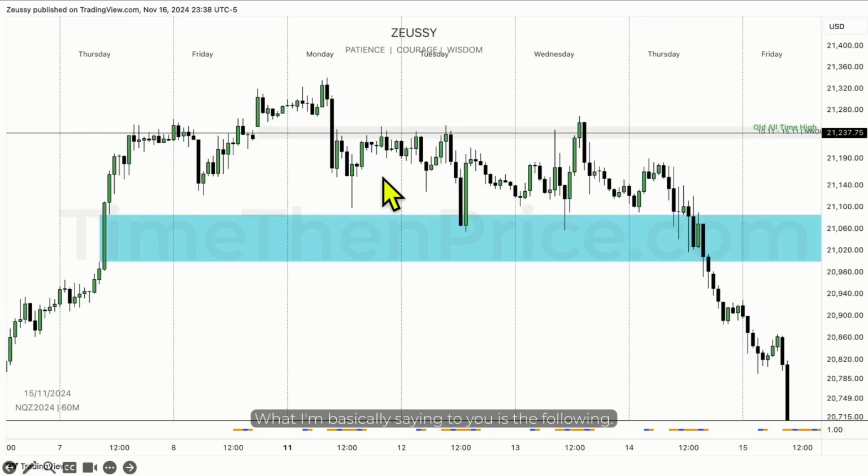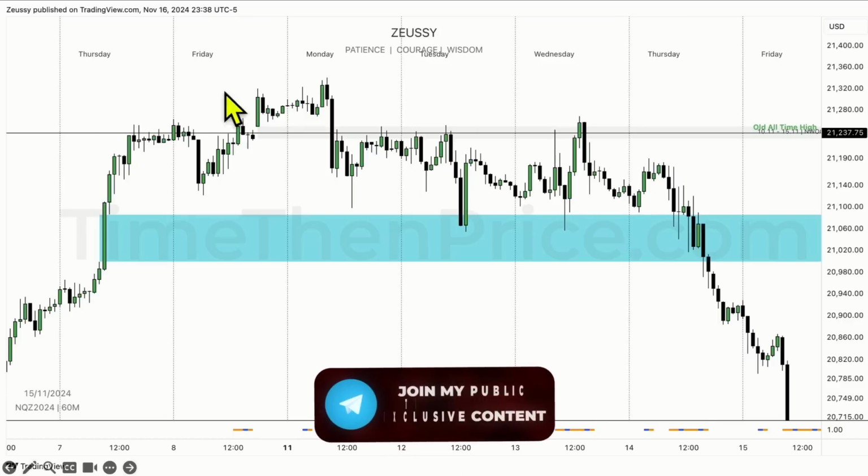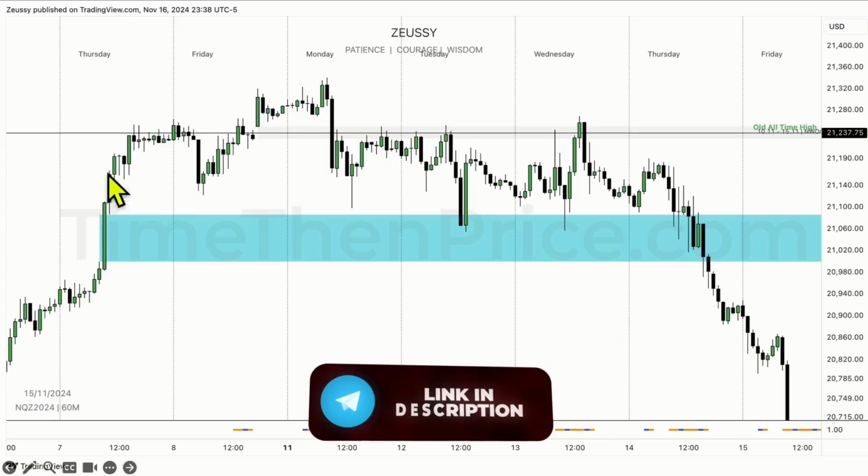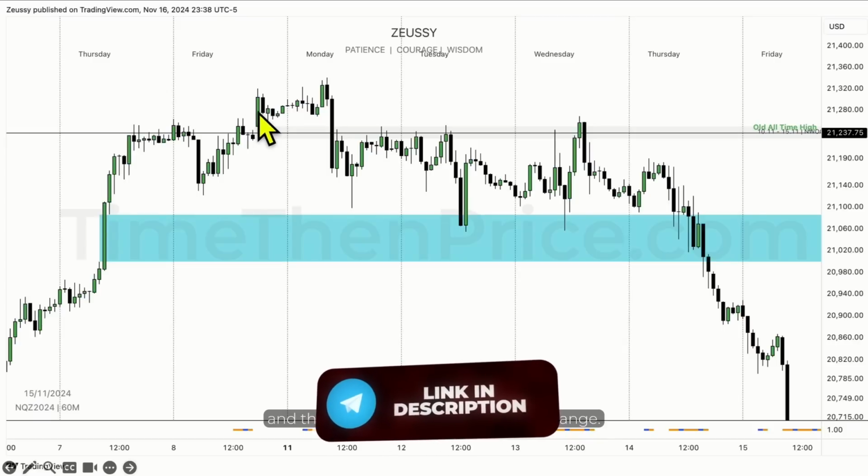What I'm basically saying to you is that you could literally have played ping pong. Short the new week opening gap, buy the BC, etc. And that is how you can determine whether or not a market is range bound when it's stuck in between key arrays. In this case, the hourly BC and this new week opening gap price range.